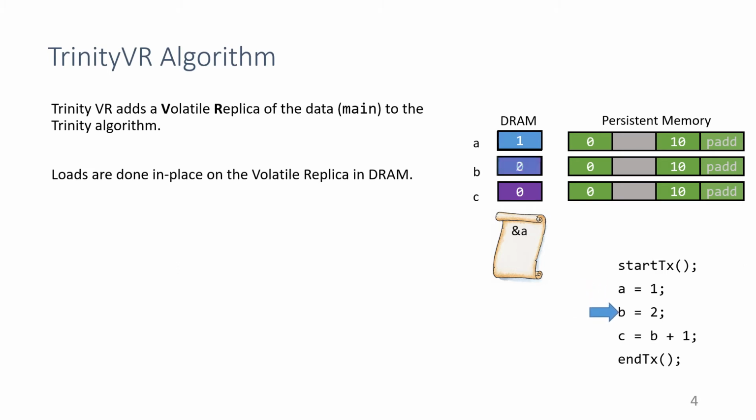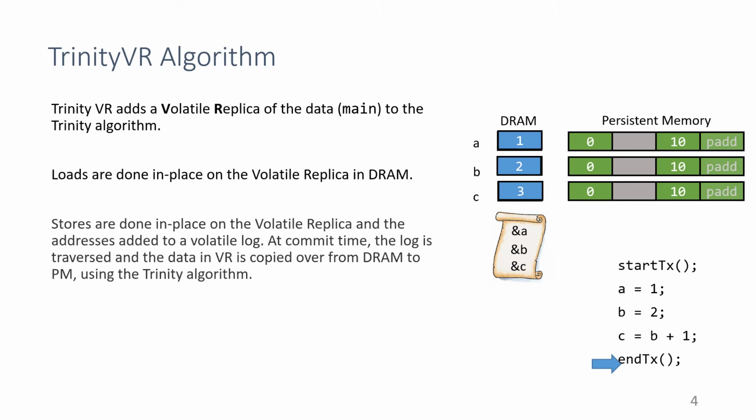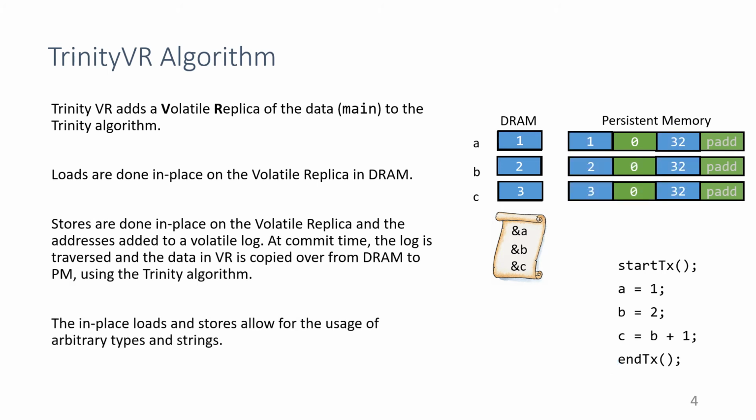So what this means is that we're writing to DRAM and reading from DRAM, and it's only at commit time, when we end the transaction, that the Trinity protocol is executed, and this data is copied from DRAM to persistent memory, updating the sequence numbers at each cache line, and finally the PSEC.